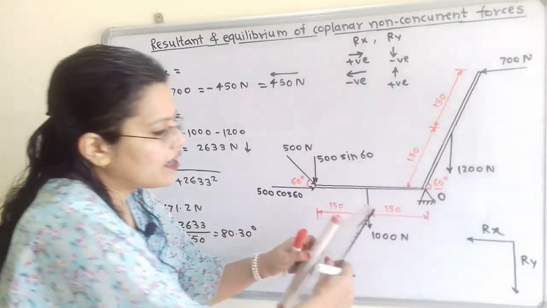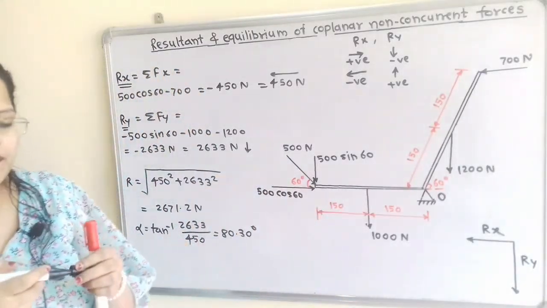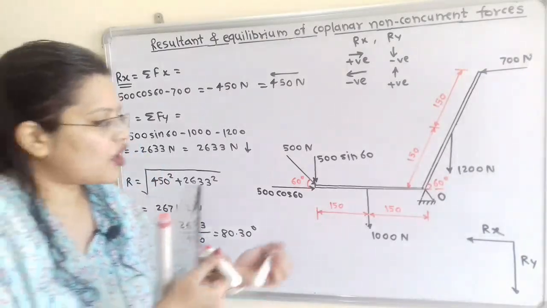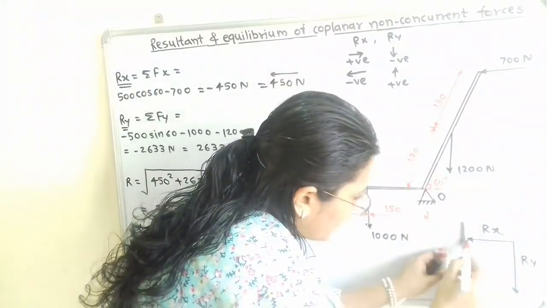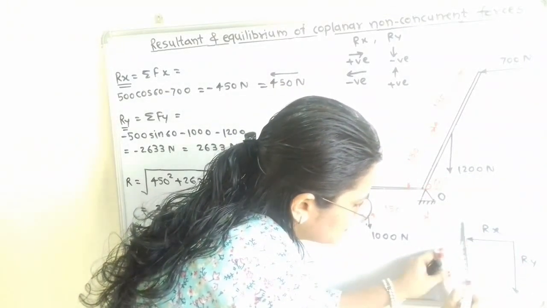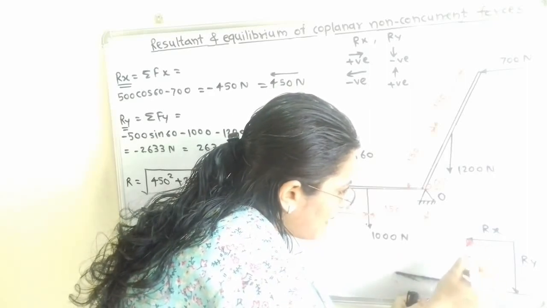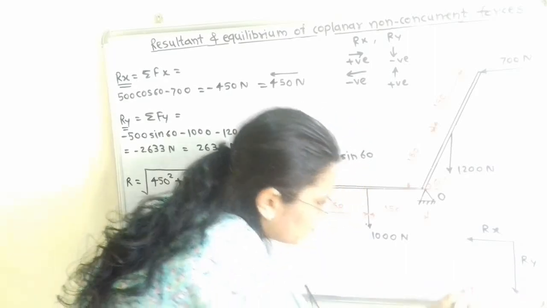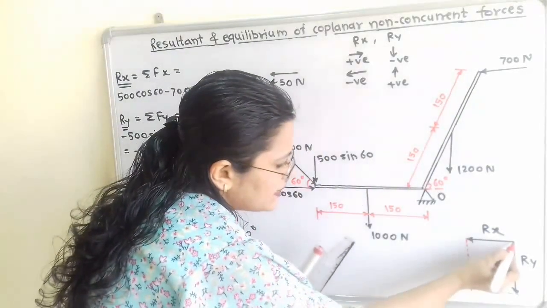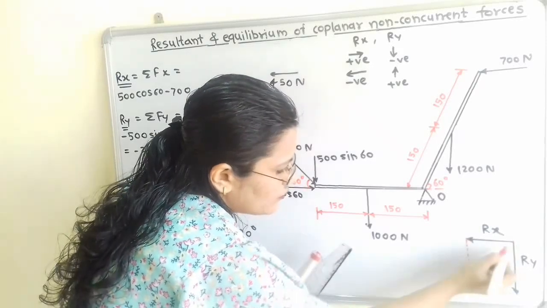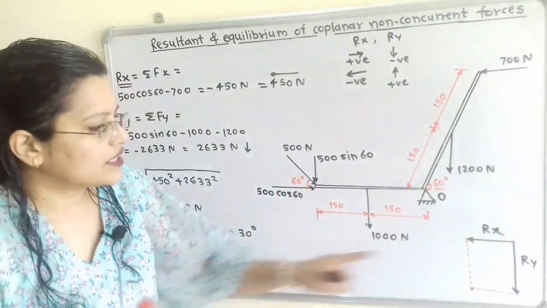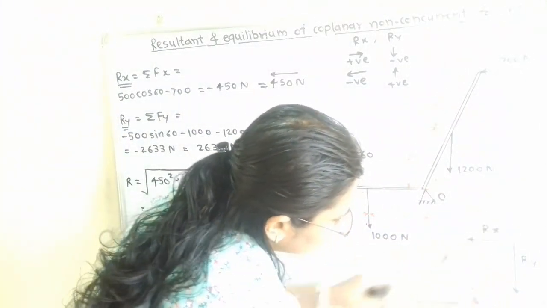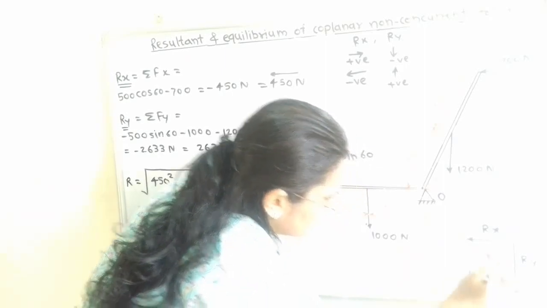So how do we complete this R? How to decide the value of R? If I draw one line parallel to Ry at the end point of Rx, and one line parallel to Rx from the end point of Ry, then here is the point of intersection. Now if I join this point of intersection with the point of intersection of Rx and Ry, then we will get R. So this is the resultant R.